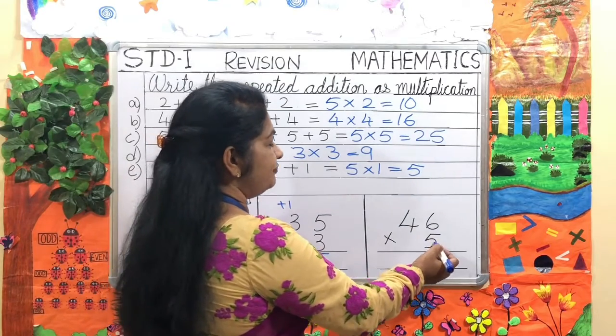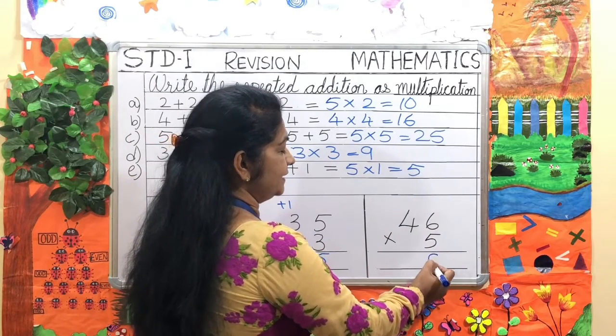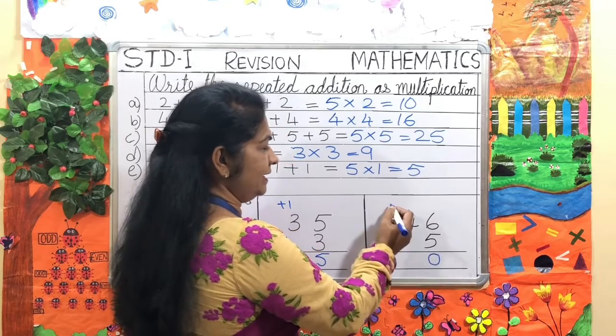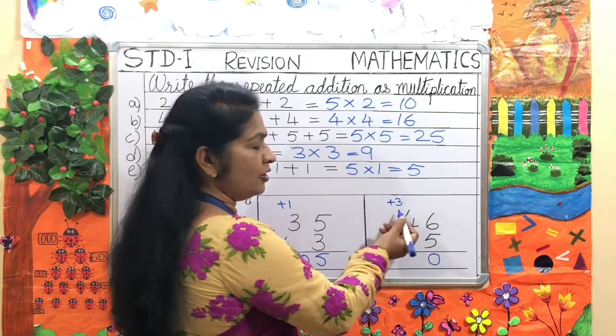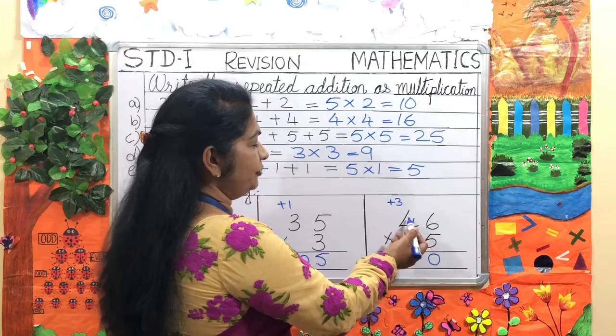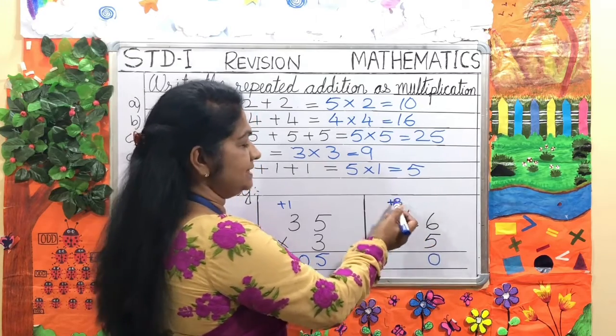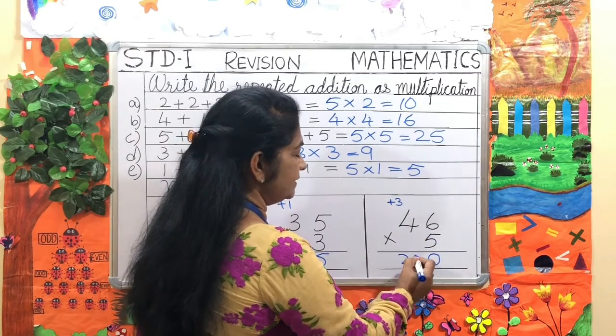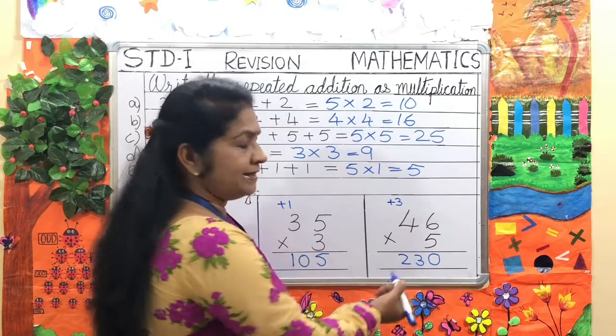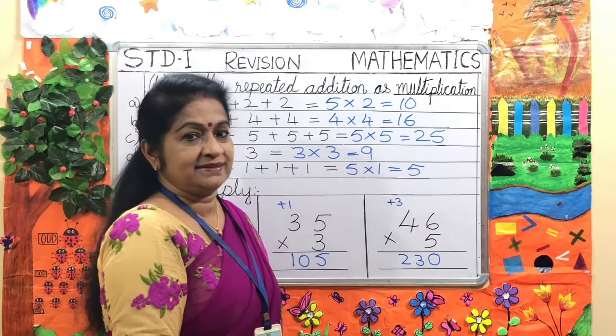Next, 5 6s are 30. So 0 we will write here, and 3 will be carried over here. So 5 4s are 20, plus 3, 23. 230 is the answer.